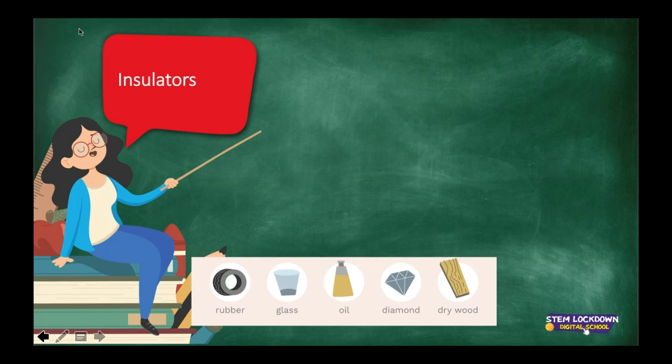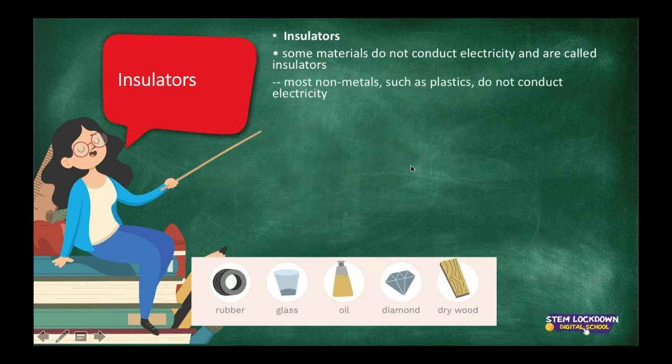All right, so while you give it a thought as to what is your understanding of an insulator, I will just move on and read. Now, insulators. Some materials do not conduct electricity and they are called insulators. So now we know that insulators are actually the opposite of conductors. Insulators do not conduct electricity.